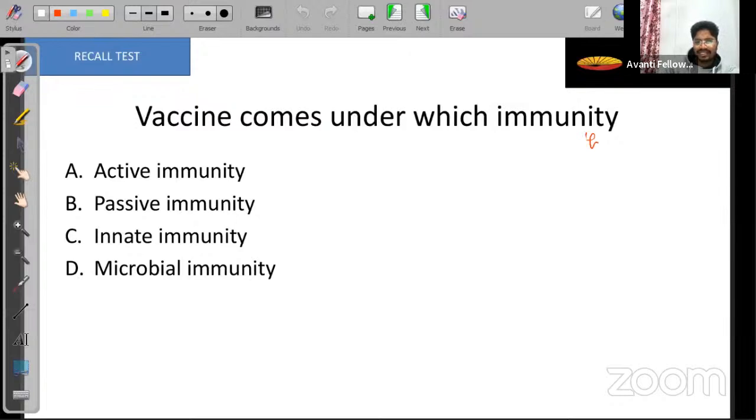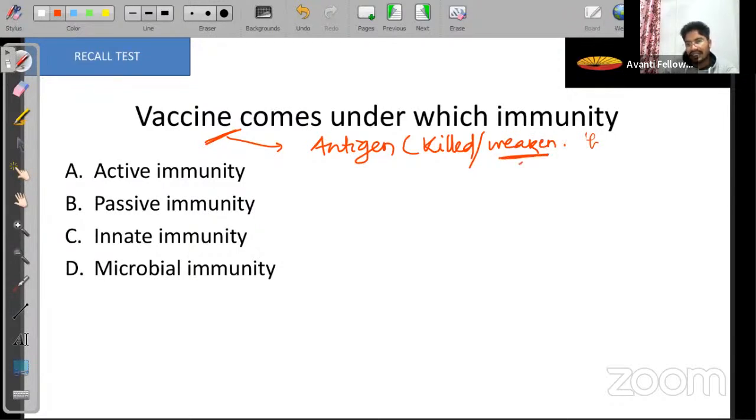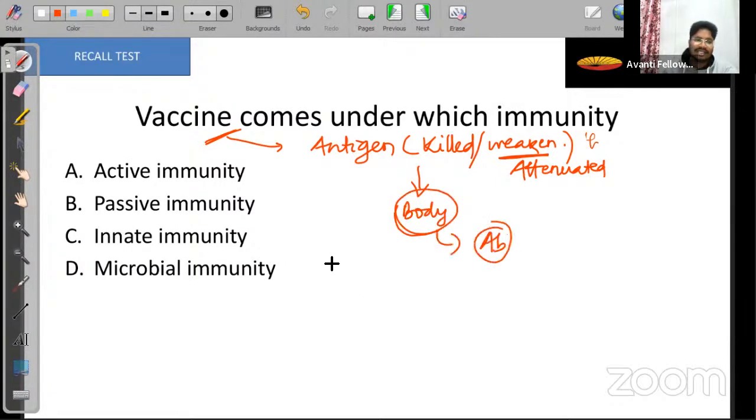In this vaccine, antigen will be there, and the antigen is either killed or weakened, or we can say attenuated. Attenuated means weak. That particular antigen will be inserted in the body, and the body will develop antibody against this. And if the body develops antibody by itself, then it becomes our own active immunity. So option A is the correct answer.